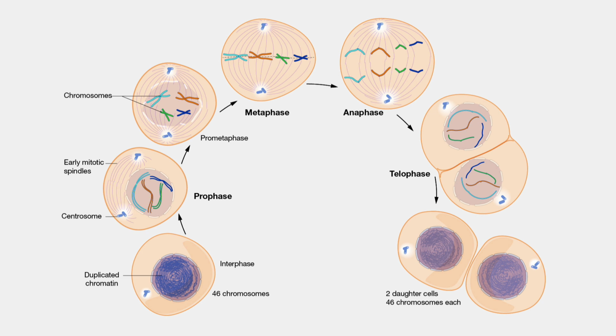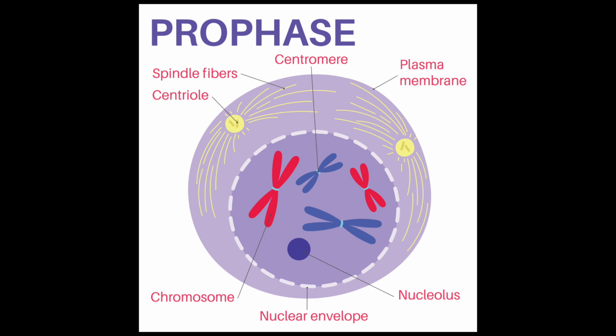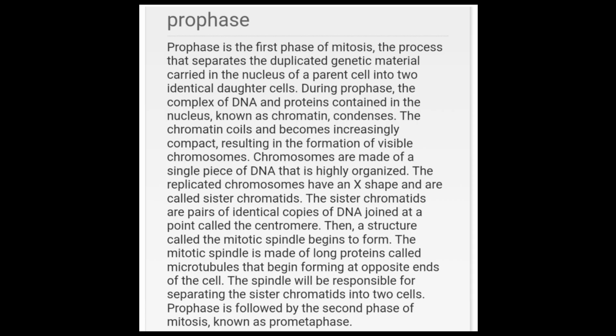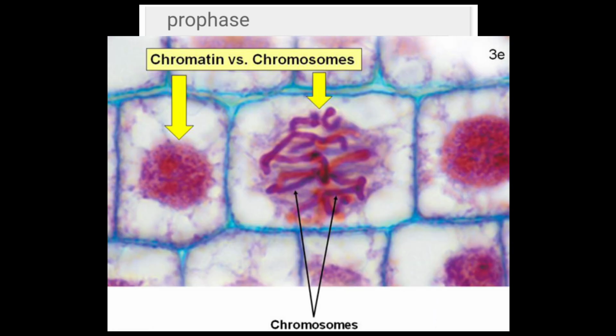The mitosis itself is divided into 4 phases: prophase, metaphase, anaphase, and telophase. So let's see what happens in prophase now. Prophase is the first phase of mitosis. During prophase, the complex of DNA and proteins contained in the nucleus, also known as chromatin, which is thread-like, fiber-like, gets condensed into X-shaped chromosomes. The chromatin coils and becomes increasingly compact, resulting in the formation of visible chromosomes. Chromosomes are made up of a single piece of DNA that is tightly and highly organized.